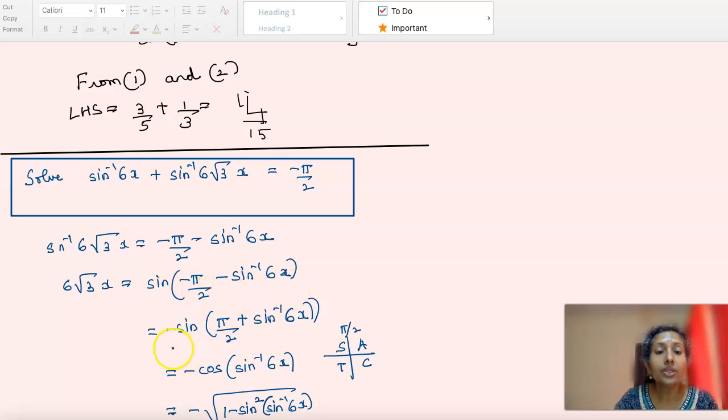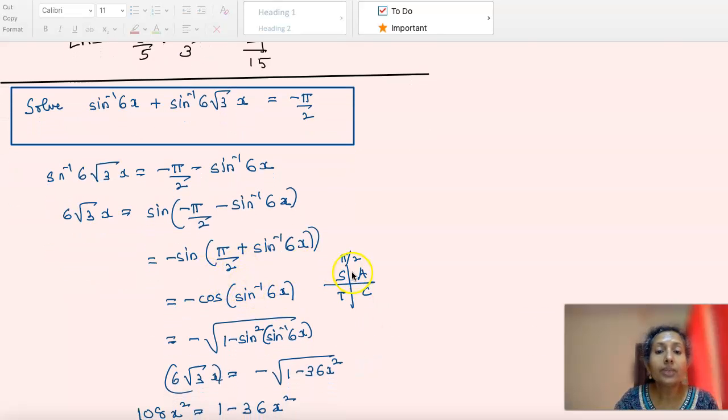Now sin of minus theta is minus sin theta. So you can take out the minus sign. So it becomes minus sin of pi by 2 plus sin inverse 6x. And sine of pi by 2 plus theta is cos theta. Sine is positive in the second quadrant, but anyway you have a negative sign, so it becomes minus cos of sine inverse 6x. You can convert this to sine by writing it as root of 1 minus sine squared of sine inverse x. Cos theta kya hota hai? Root 1 minus sine squared theta. So ye root 1 minus sine squared sine inverse 6x ban jata hai, aur minus sign to hai hi.